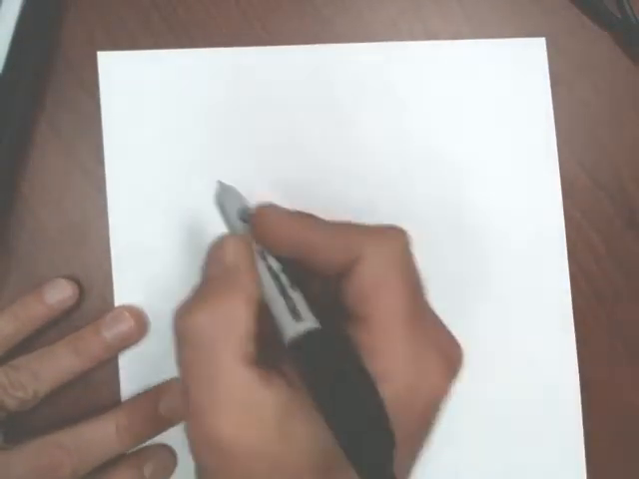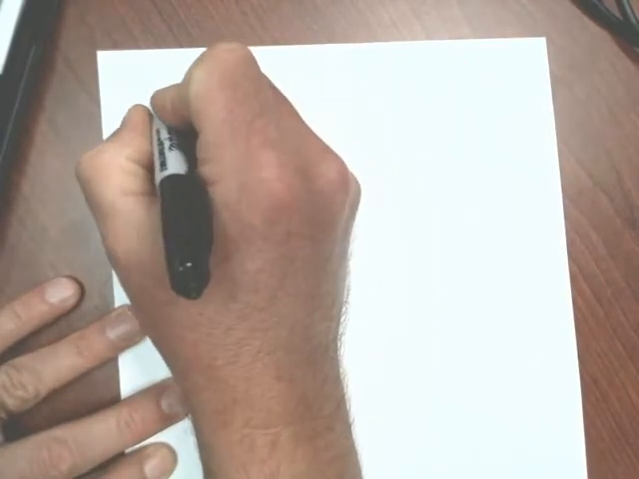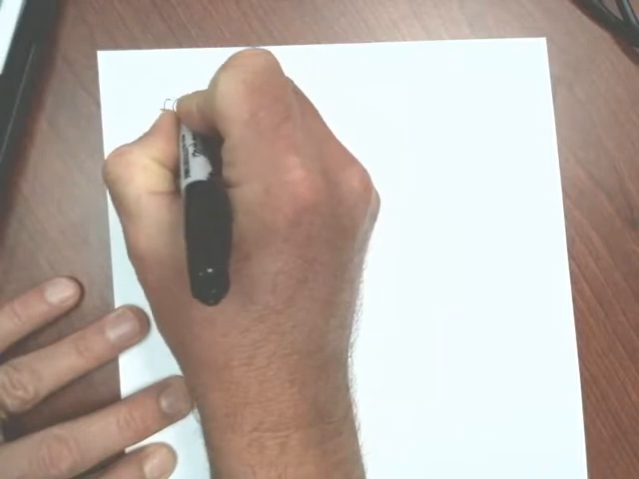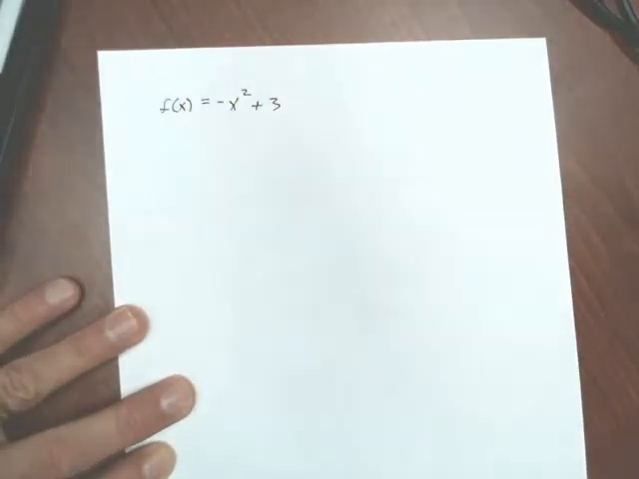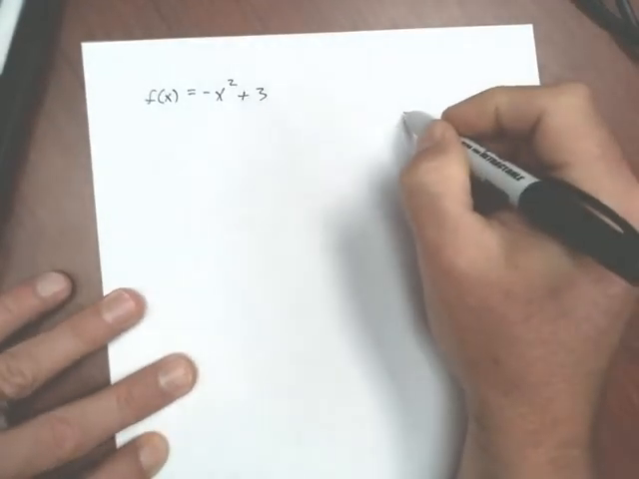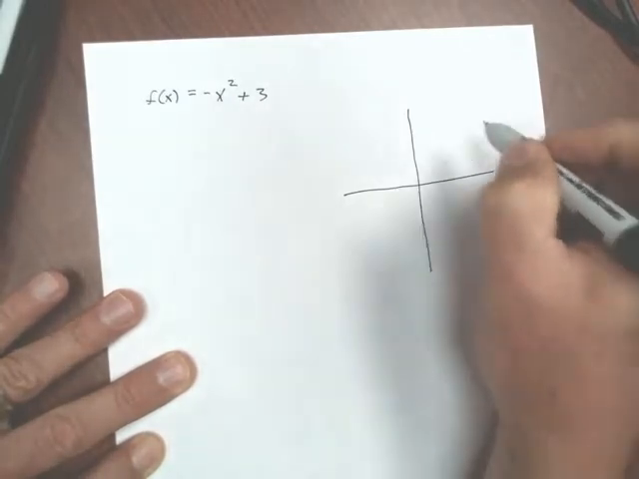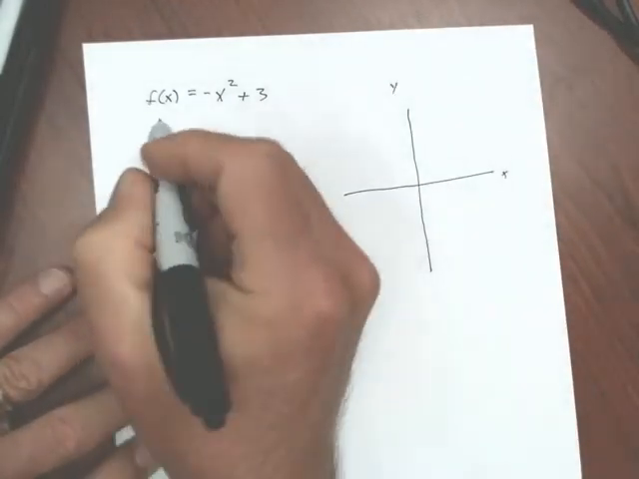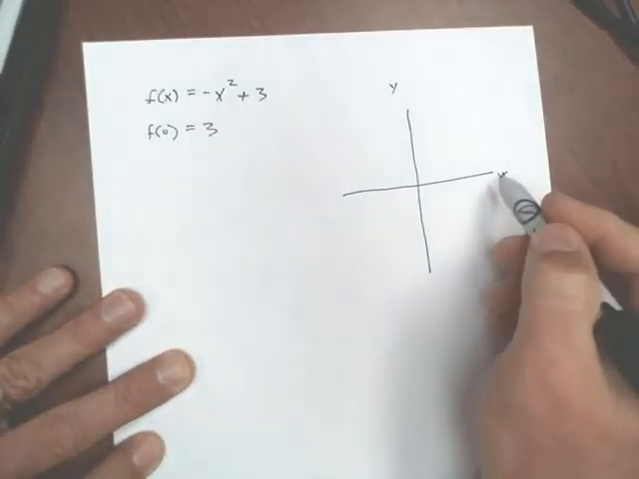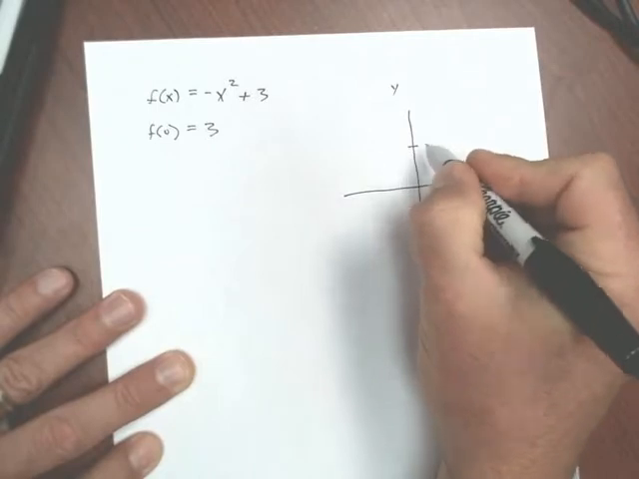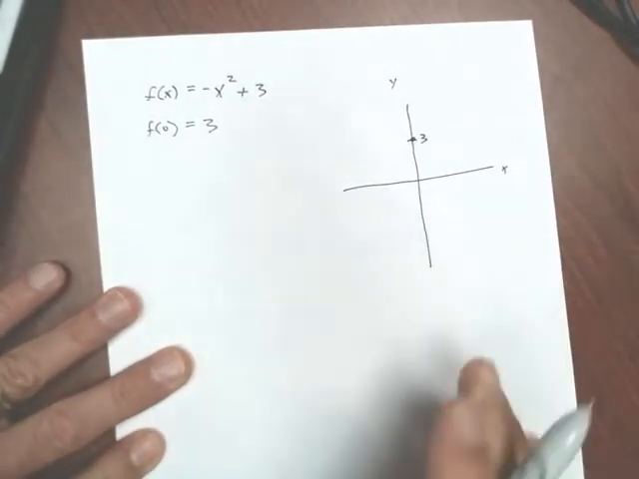Let's do another one. What about f of x equals negative x squared plus 3? What if we have a function that looks like that? Well, I'm going to solve for f of 0. That equals 3. Okay, so when x is 0, y is 3. So that point's going to come into play.